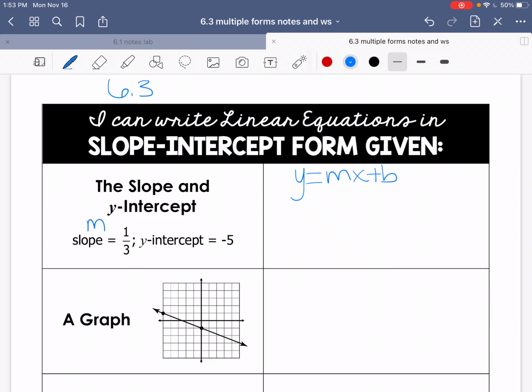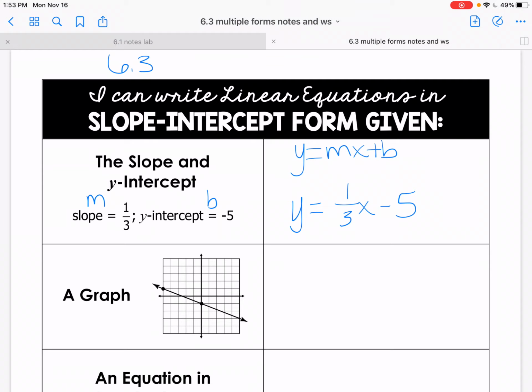This slope is your m, and the y-intercept is your b value. So for this one, you write your slope of 1/3. Don't forget the x. Your y-intercept is -5, so just write -5 or -5.